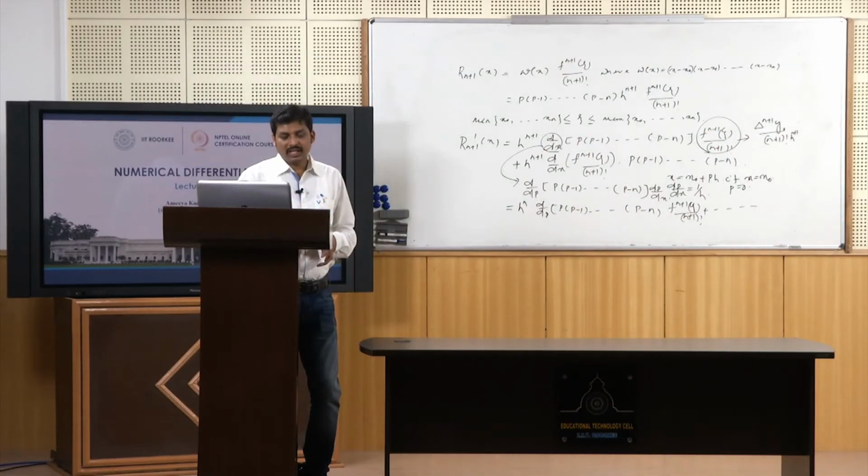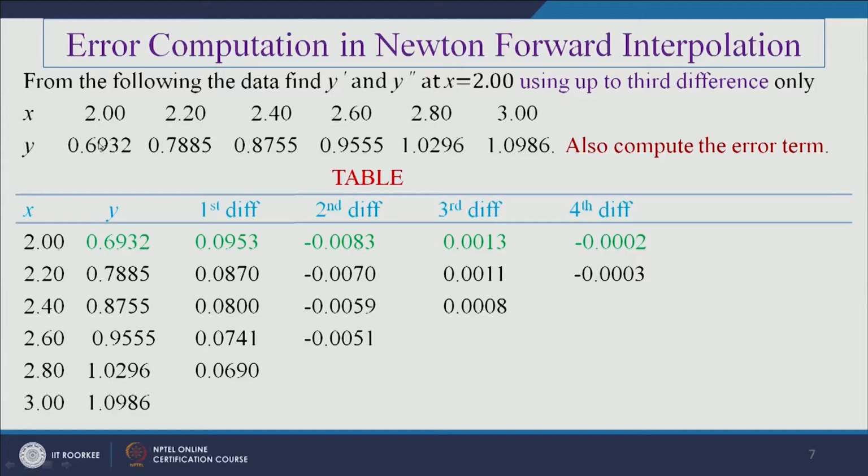So, based on this error approximation, we will go for a computation of error in Newton's forward interpolation formula. For that, consider a table where x is prescribed as 2, 2.20, 2.40, 2.60, 2.80 and 3.00, and the corresponding y values are given as 0.6932, 0.7885, 0.8755, 0.9555, 1.0296, 1.0986.